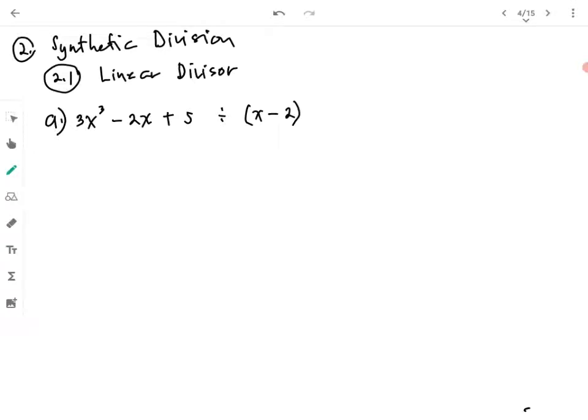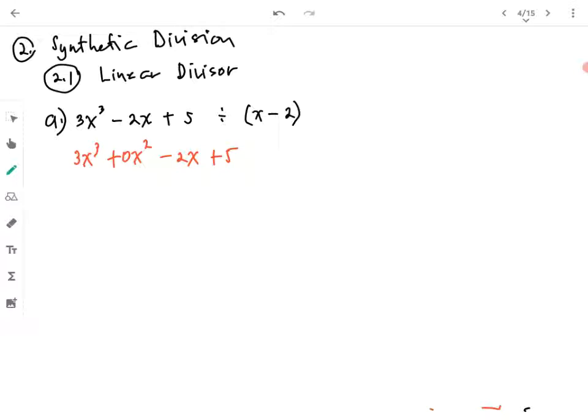So let's go to synthetic division. In synthetic division, the same principle. First, we'll rewrite this as complete terms. As you can see, there is one term that is lacking here, the x squared portion. So we can write this as 3x cubed plus 0x squared minus 2x plus 5.